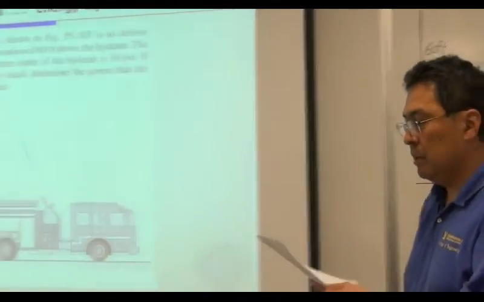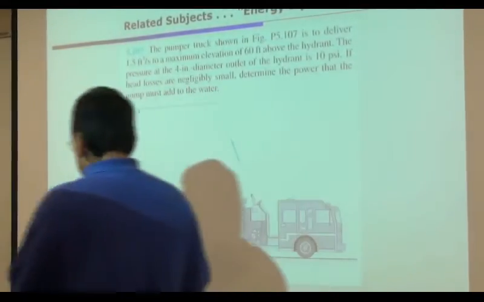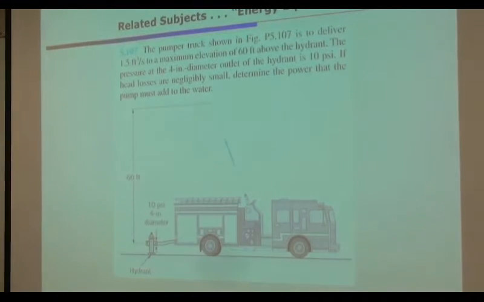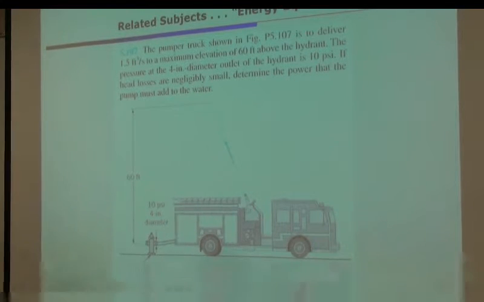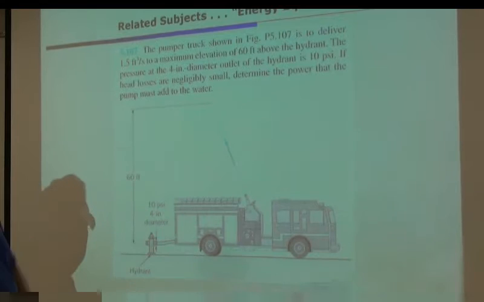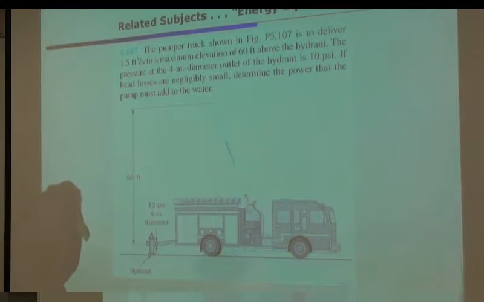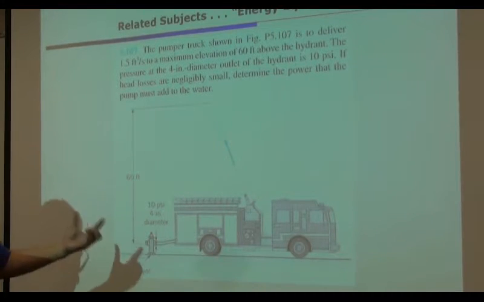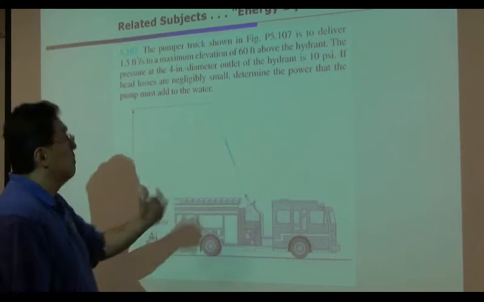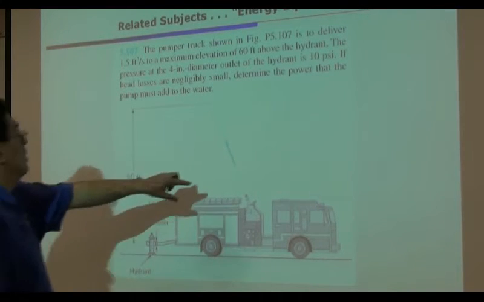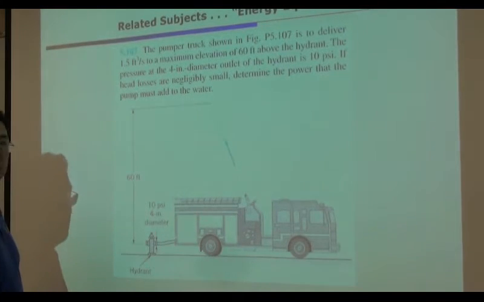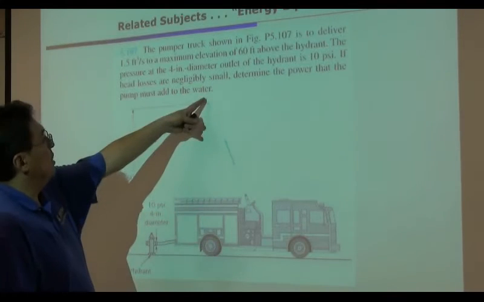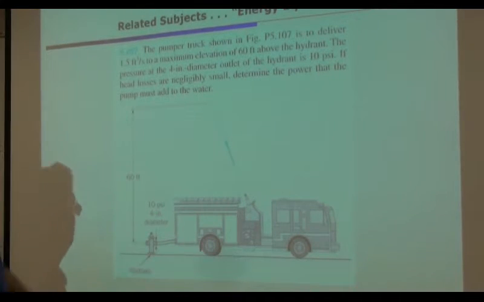Okay, let's take a look at class example problem unit D3, page 5. This is a very simple example problem, an application of the energy equation. Let's take a look. This is the pumper truck. The purpose of this truck is to add energy to the flow so that you're going to deliver the water with a 1.5 cubic feet per second flow rate to the maximum elevation of 60 feet above the hydrant.